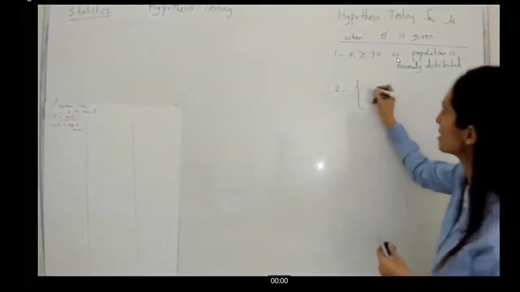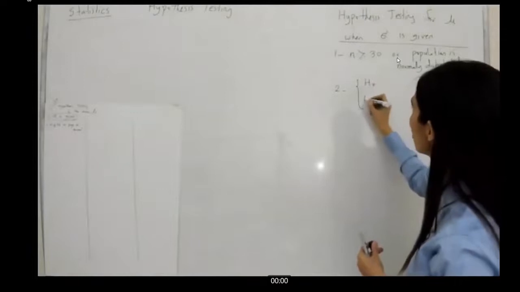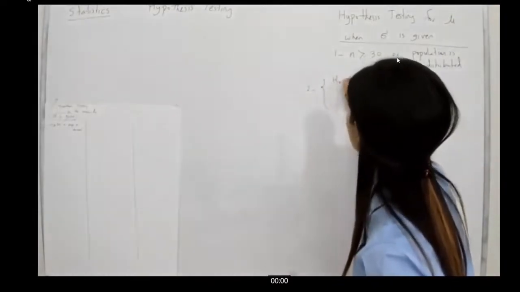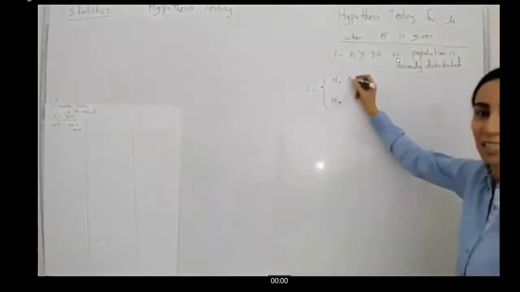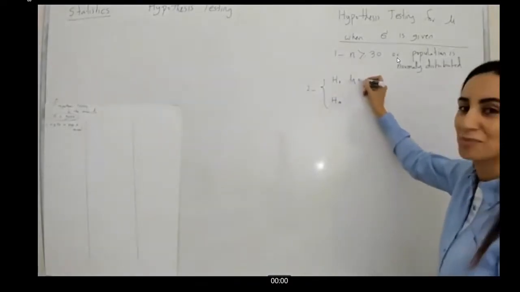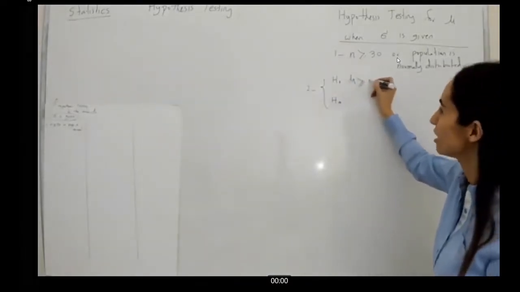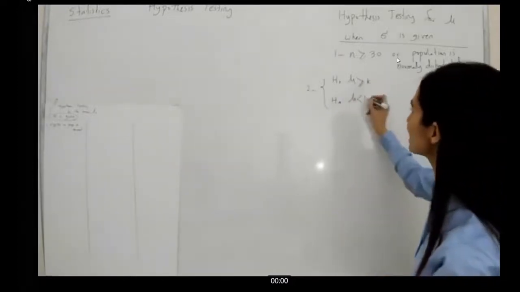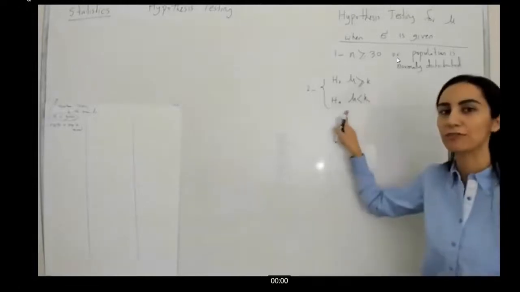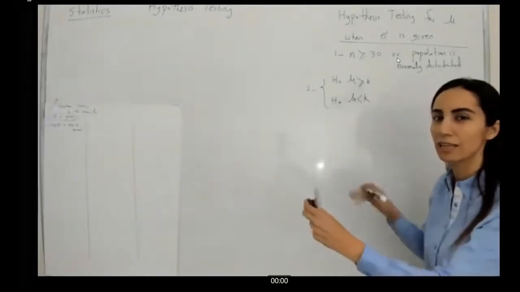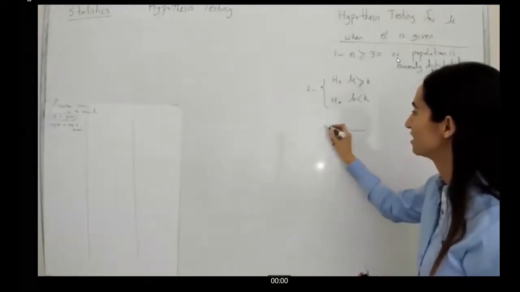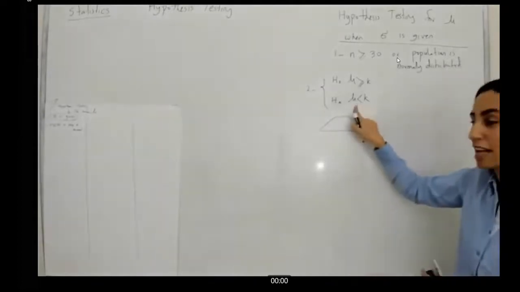Null hypothesis, alternative hypothesis. How many cases do we have? 3 cases. Very good. What was the first case? Mu is greater than or equal to k. Very good. And its complement, its opposite, mu is less than k. What type of graph do you have? Left tail, right tail, two tail, which one is that? Left tail, thank you.